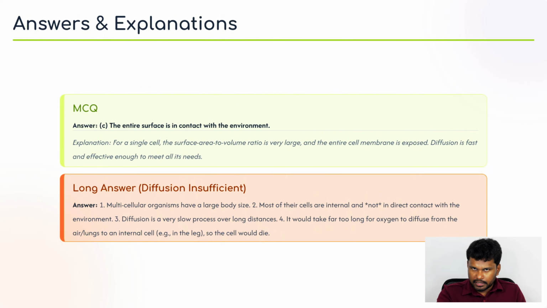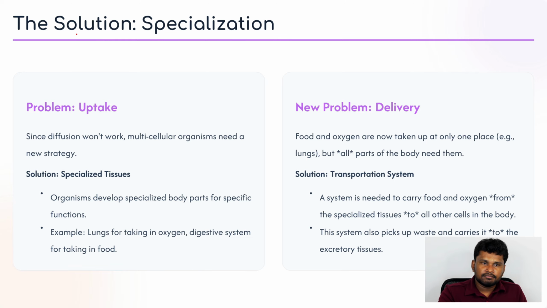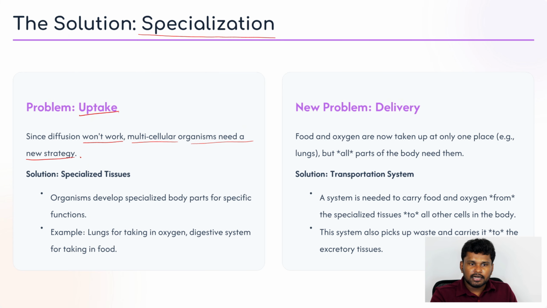Okay, next, the solution is specialization. So we have discussed the problem now, the gaseous exchange and diffusion in multicellular organisms, the transportation in multicellular organisms. And we got a problem, and let us solve that problem now. Since diffusion won't work, multicellular organisms need a new strategy. Let us see what that new strategy is.